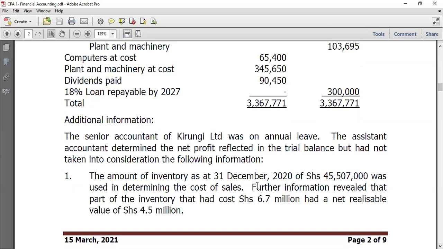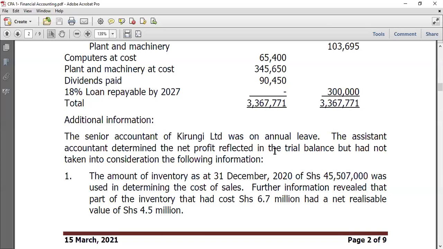So the examiner wants to test your understanding: do you know that inventory is supposed to be valued at the lower of cost and net realizable value? They are telling you that these things had not been taken into consideration. So there is an inventory of 6.7 sitting in your value of inventory that needs to be brought down to the 4.5, because inventory should be valued at the lower of cost and net realizable value. That is something you needed to understand here.